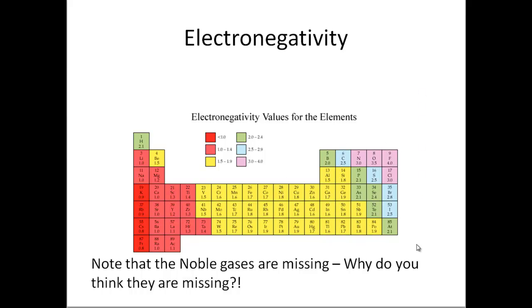Okay, now you'll note the noble gases are missing. Think about why the noble gases might be missing. Okay, it's a critical thinking question. Put your knowledge of noble gases and electronegativity together. If you need a hint, how many valence electrons do noble gases have? And do they really want to gain or lose any? All right, think about that.